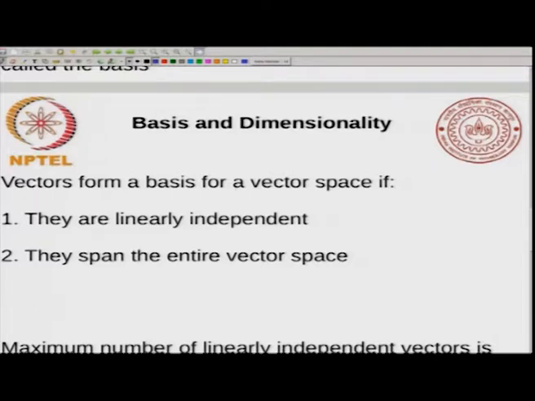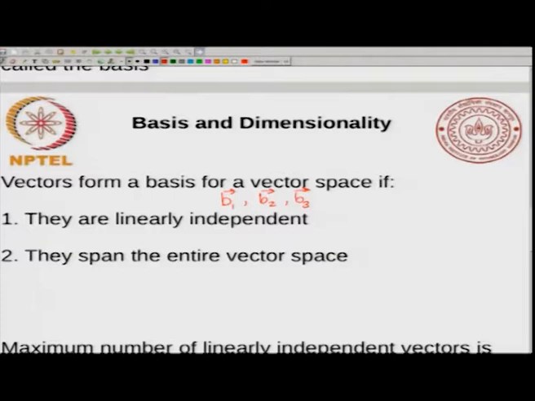If you have a set of vectors, they form a basis for a vector space if two conditions hold. First, they should be linearly independent, and second, they should span the entire vector space. Suppose you had 3 vectors B1, B2 and B3. These should be linearly independent, and we already saw the definition of linear independence. And they should span the entire vector space.